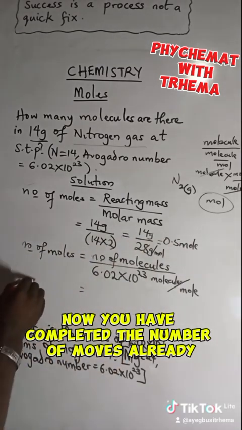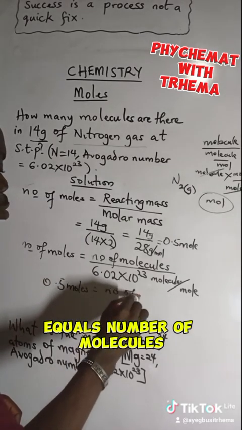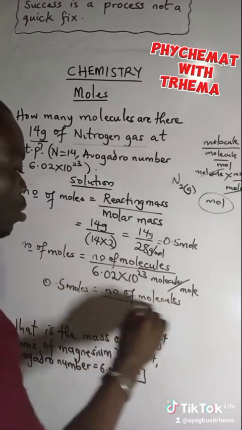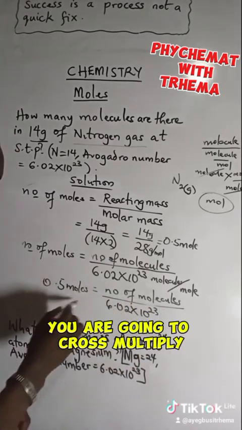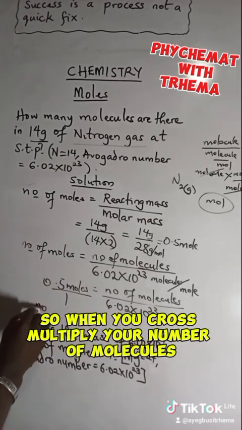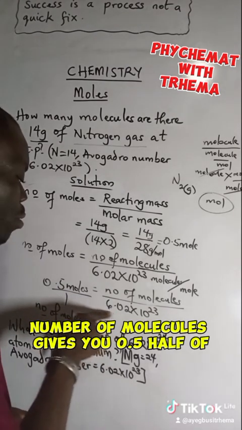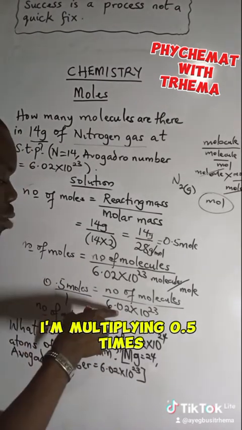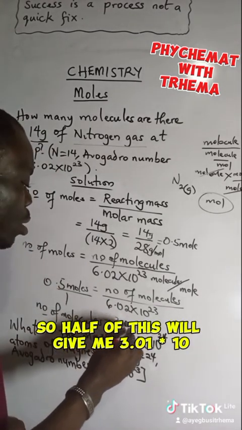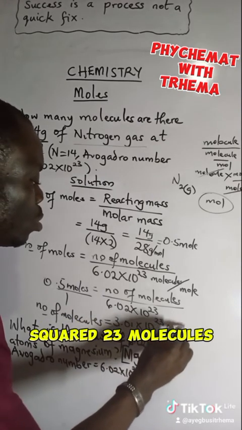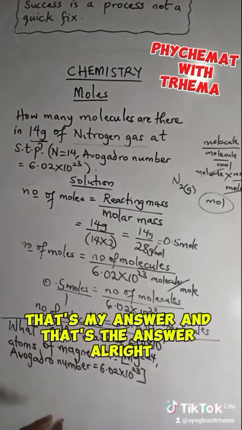Now you have calculated the number of moles already, so you just say 0.5 moles equals number of molecules divided by 6.02 times 10 to the power 23. You cross multiply, so the number of molecules is 0.5 multiplied by 6.02, and 0.5 is half. Half of this gives you 3.01 times 10 to the power 23 molecules. That's my answer.